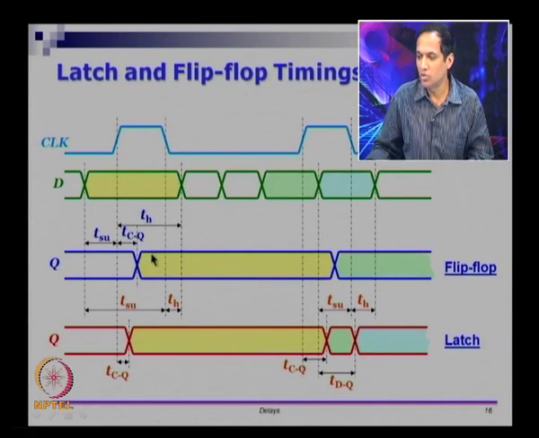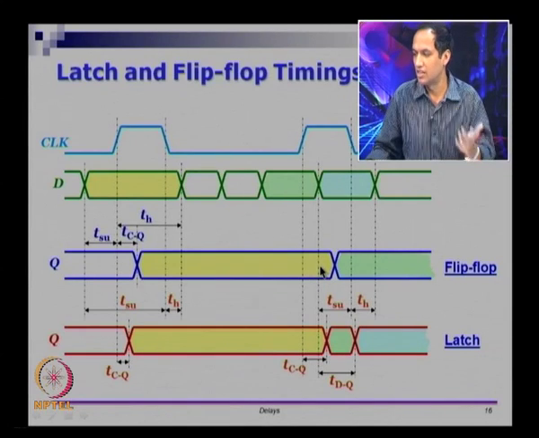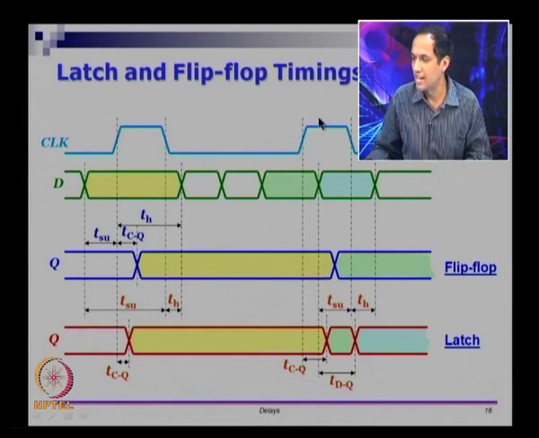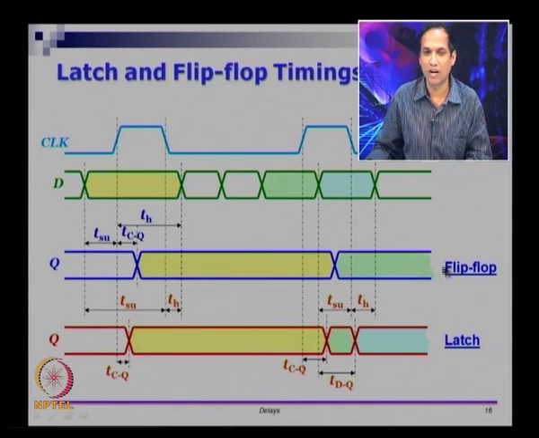There was a yellow value that got sampled, it was kept constant for some amount of time till the next clock edge arrives, and when that clock edge arrives, it is sampling the green value, and that is what you have here. Now, let us look at all the setup time, hold time and so on.